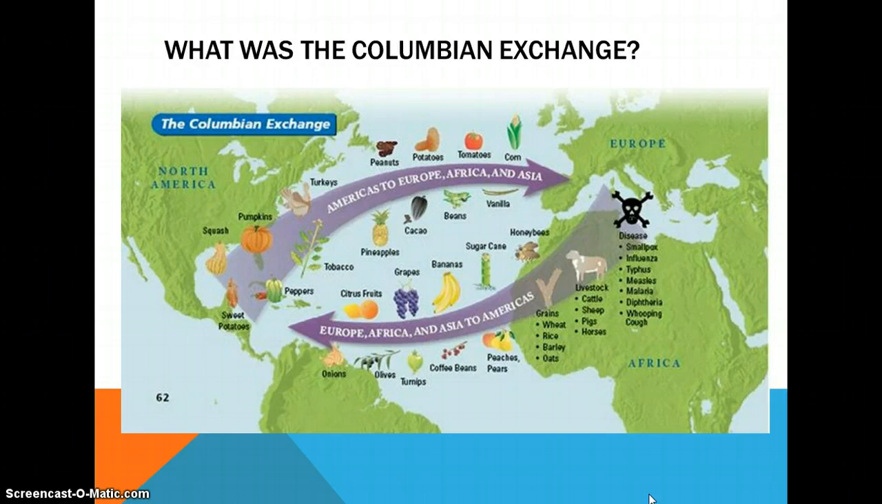The Columbian Exchange is, most basically, goods, foods like vegetables, fruits, animals, diseases that were exchanged between the Americas and Europe, Africa, and Asia. Okay? Exchange of goods, animals, diseases between Europe, Africa, Asia, and the Americas.